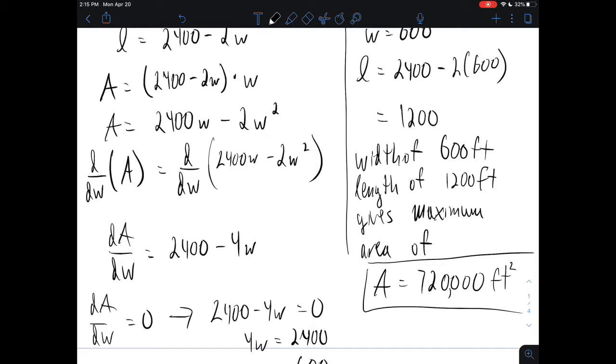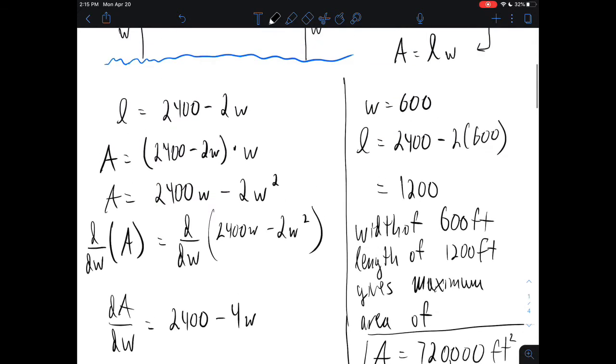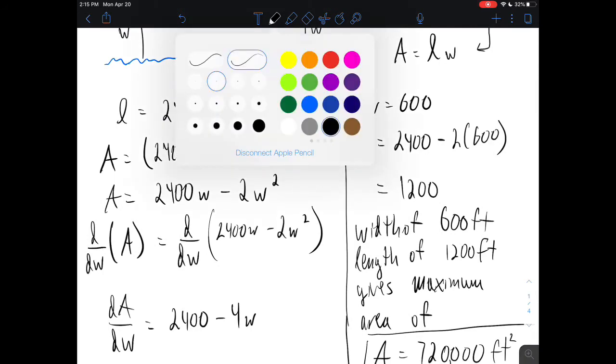So now we only found one critical value, when W is equal to 600. How would I have known that that would give me the maximum immediately? I just kind of glossed over that a little bit. But as we go through this section, there's going to be a couple of other things that will pop up that will answer that for us.